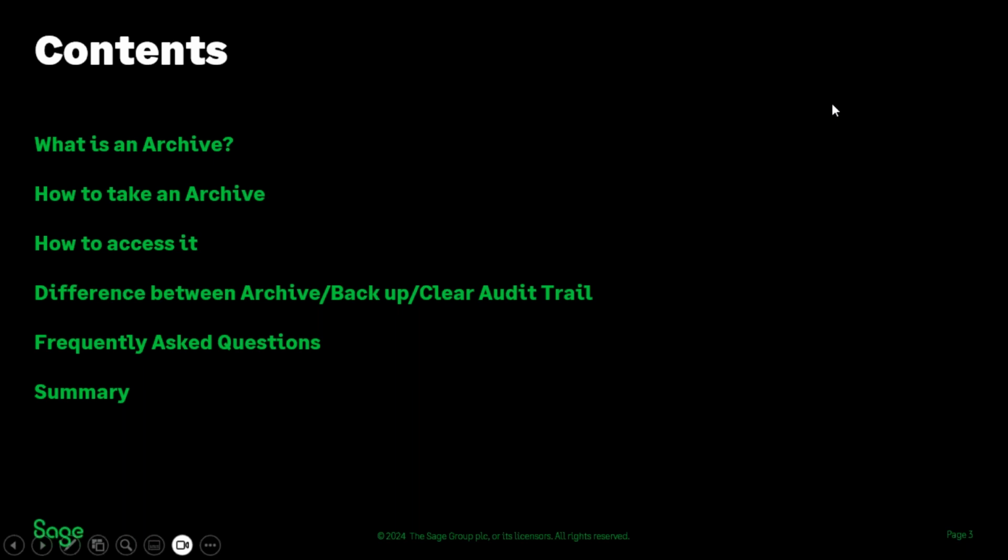Okay, so this is what we're going to cover today. First of all, we want to be really clear on what a company archive is, and then we'll show you how to take a company archive, how to access a company archive, and then we're going to try and clarify the difference between an archive, a backup, and the clear audit trail process. And at the end, we'll cover off any frequently asked questions that we quite commonly get on these sessions time and time again. Like I say, then we'll move on to the summary, and if there's any final questions, we'll try and get those answered for you.